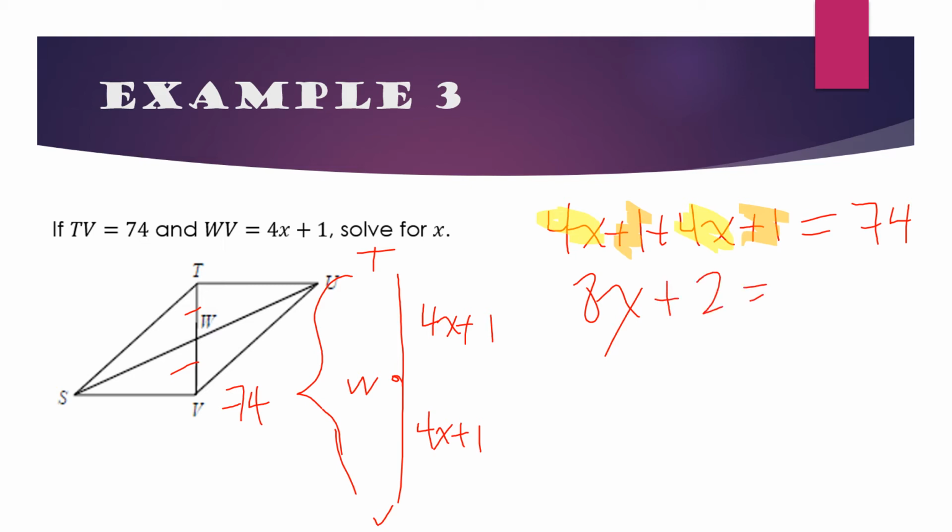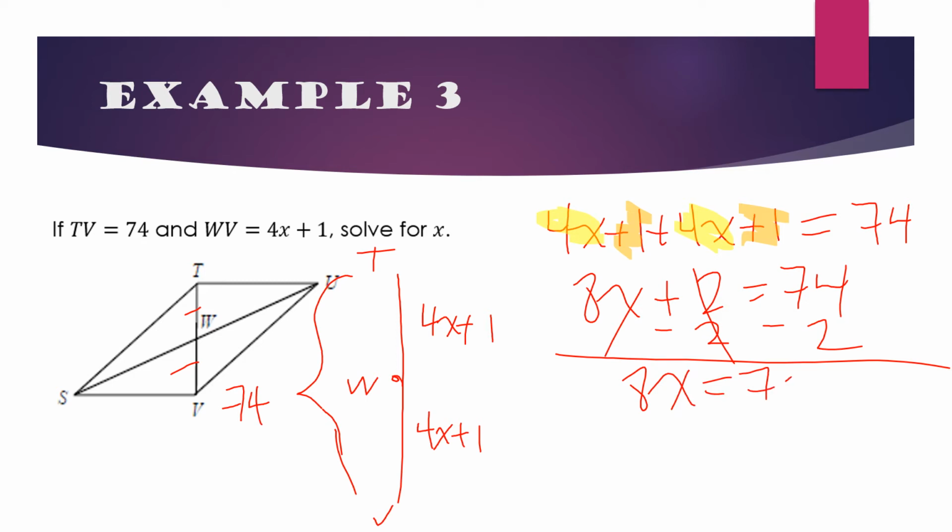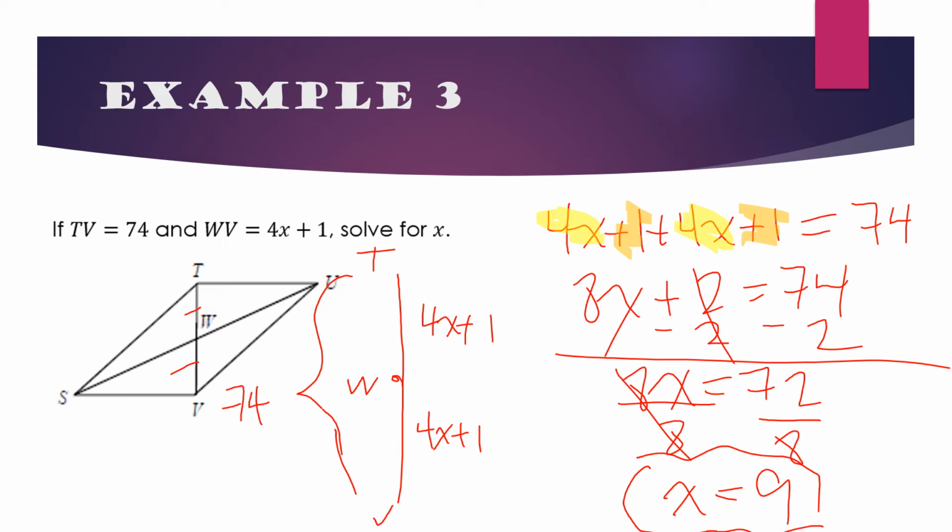And that equals 74. So now to solve, I'm going to subtract 2 from both sides. So that gives me 8x equals 72. I'm going to divide both sides by 8, and I'm going to get x equals 9. I'm going to go back and read the problem. It says solve for x, so I have found what I needed to find. If you want to check it, you can definitely plug 9 back in for your x. So 4 times 9 is 36 plus 1, so that would give me 37 for both of those, and 37 plus 37 is 74, so it's a good check just to make sure that you're doing it correctly.